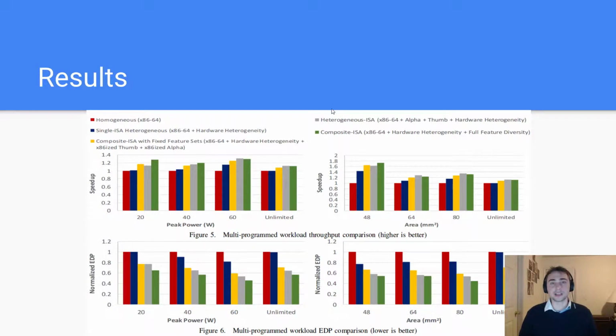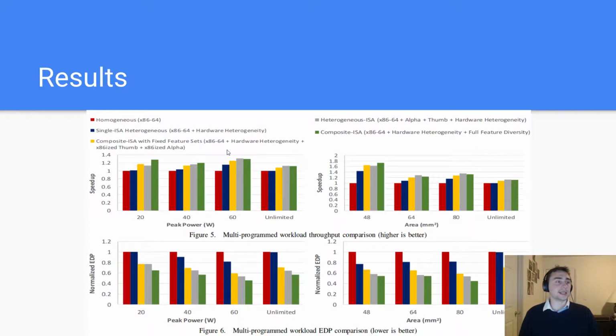So this is their target baseline they're comparing against, their best possible, the state of the art before this paper. Then they also compare with a couple other things. They compare it with just a normal x86-64 processor. They compare it with a single-ISA heterogeneous design, so x86-64 with different sized cores. Then they compare it with a Composite-ISA with fixed feature sets.